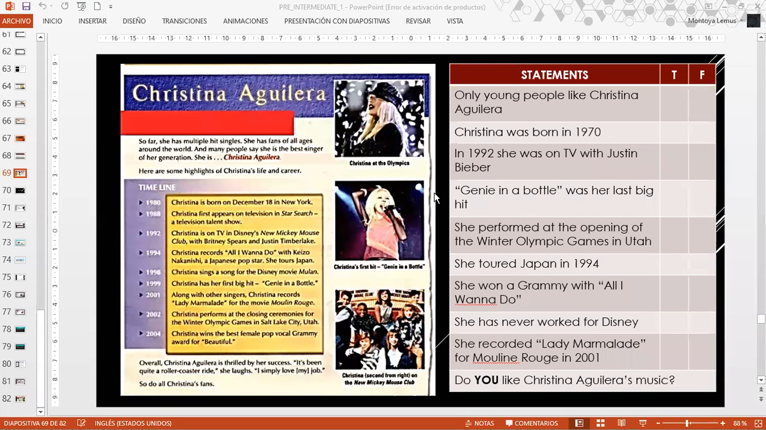Okay. All right. Let me create four groups. I will give you 7 minutes for this. Join the groups, read the article, and respond with true or false. See you in 7 minutes.